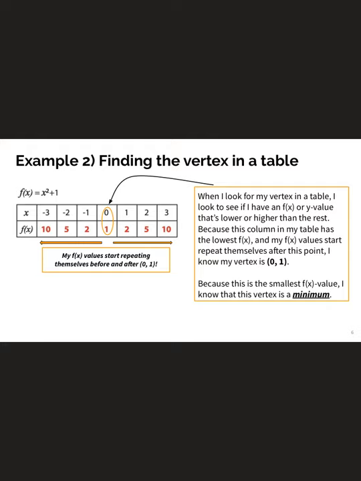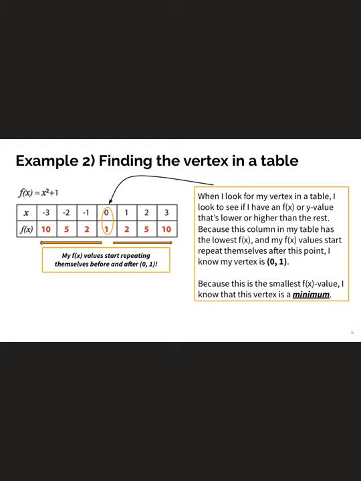And so we can tell where our vertex is because we have either a highest or lowest point in our f of x values. So when I look for my vertex in a table, I look to see if I have an f of x or y value that's lower or higher than the rest. So when I look at this, I see that 1 is the lowest f of x value that appears in my f of x row. Because this column in my table has the lowest f of x, I know that this column is going to represent my coordinate, right? So I know that my vertex is going to be at (0, 1) because it contains the f of x value that's lowest compared to every other value in the f of x row.